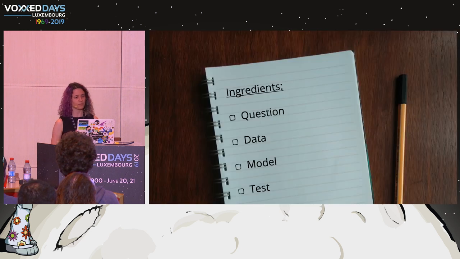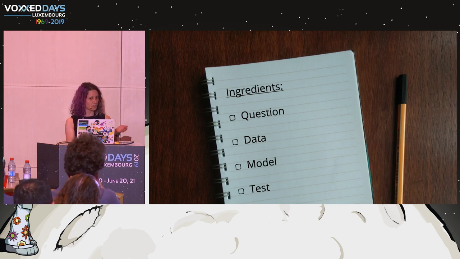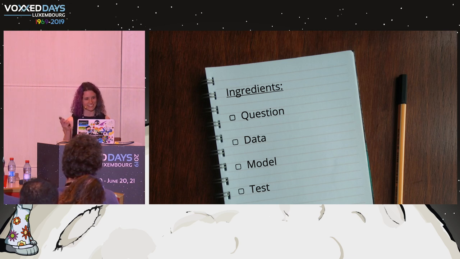For an example, this would be we have some kind of question that we want an answer to. We have some data that relates to that question. We use the majority of that data to generate a model, which we then test using the remaining data to see if that model accurately is able to work that out.